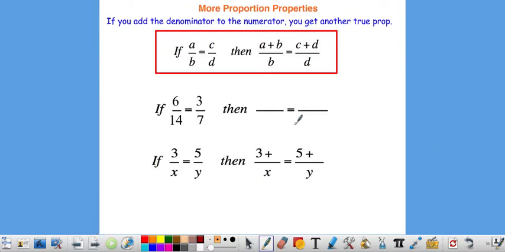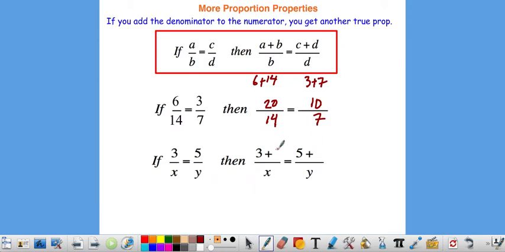One other way we can do it, this is the last property we'll talk about before we transition into geometry, is you can actually add the denominator to the numerator of each fraction and still maintain a congruent or equal statement with your two proportions. So for example, you would take 6 over 14 and change that to 6 plus 14, which is just 20. So 20 over 14 is equal to, add the denominator to the numerator up here, 3 plus 7, and you'd get 10 over 7. And that's also true. 20 over 14 is definitely equal to 10 over 7.